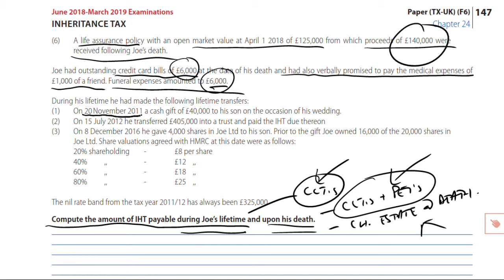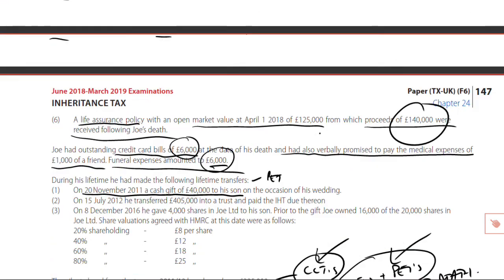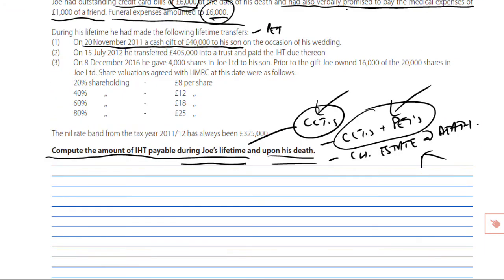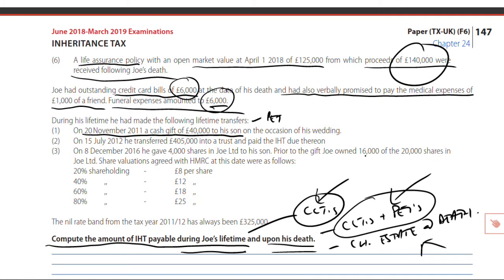So on the 20th of November 2011, a cash gift of £40,000 to his son. So that therefore means we're dealing with a PET. Now then, PETs only become chargeable on death if you die within 7 years of having made them. Now again, our hero died on the 1st of April 2018. So is this date, the 20th of November 2011, within 7 years of that? Sadly it is. Sadly that is for the lifetime beneficiaries, and again here the son.